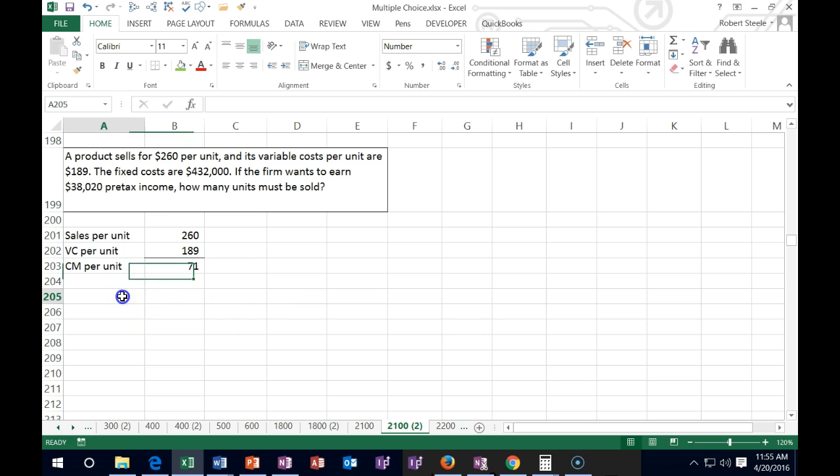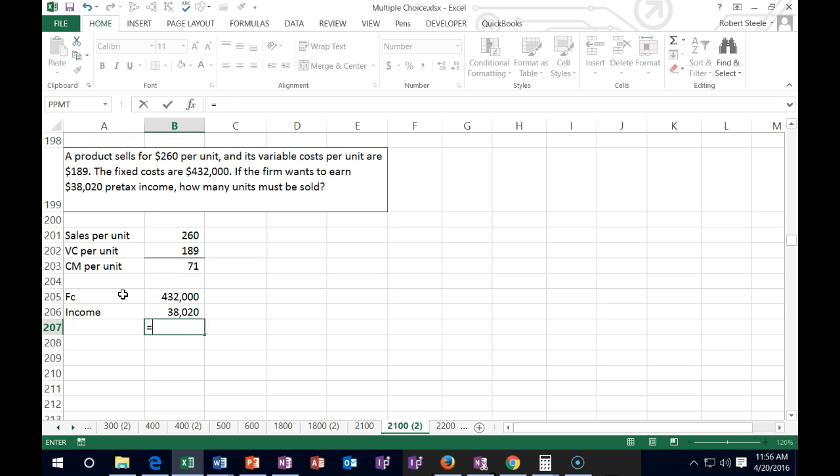Now the only difference when we're projecting income is that we take the fixed cost, which they gave us as 432,000, and we add to it the income that we want to earn. We want to earn pre-tax income, we're estimating 38,020. If we add those up, this is going to be the 432 plus the 38,020. This is the number then that we need to clear with our 71 units.